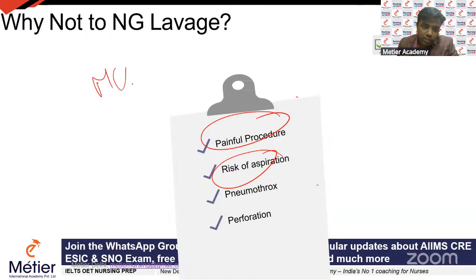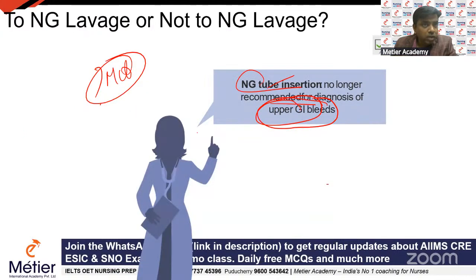This is a very important MCQ, and you should know it. See, two scenarios. If there is GI bleeding, with complete aspiration and the mouth full of blood coming, there is no point in putting the NG tube.